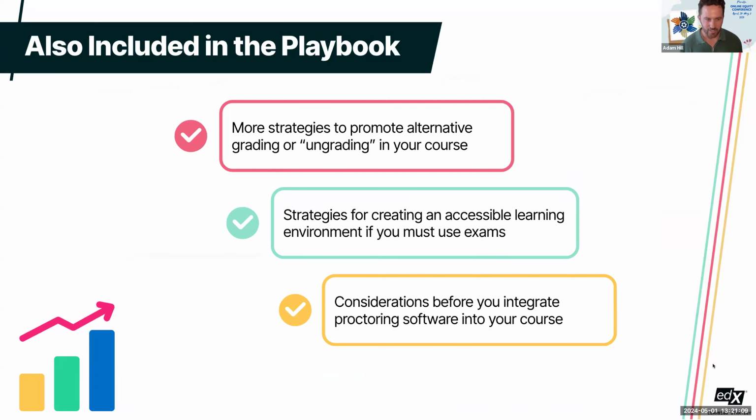All right, so that was just part of what we covered. That's more related to our workshop topics, but there's more in the playbook. Things like strategies to promote alternative grading or ungrading in your course, strategies for creating an accessible learning environment if you must use exams, and considerations before you integrate proctoring software in your course. We know that proctoring software is becoming a big issue in online learning.